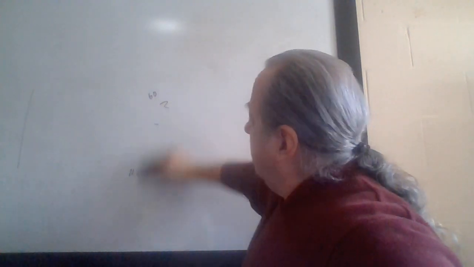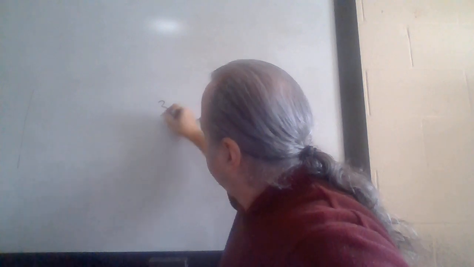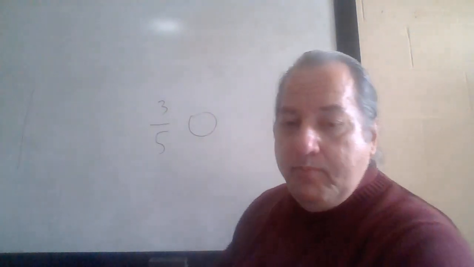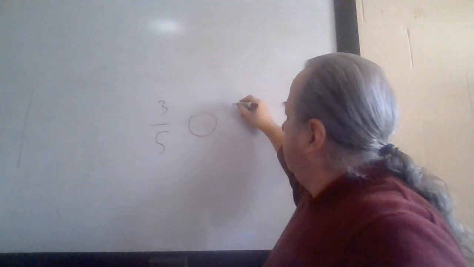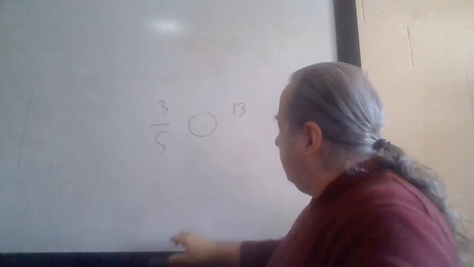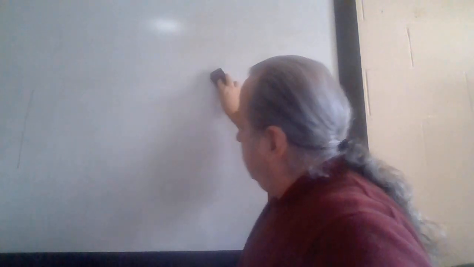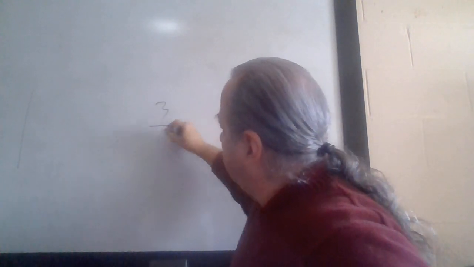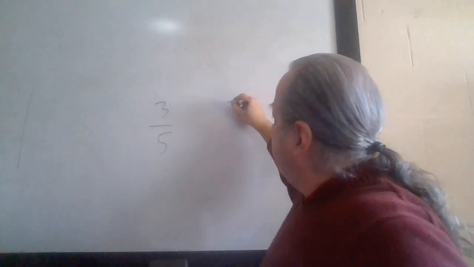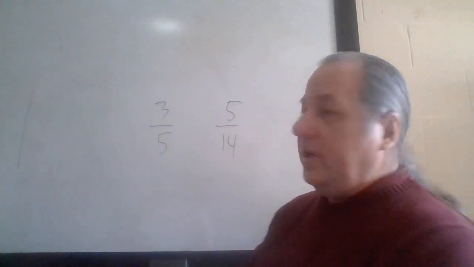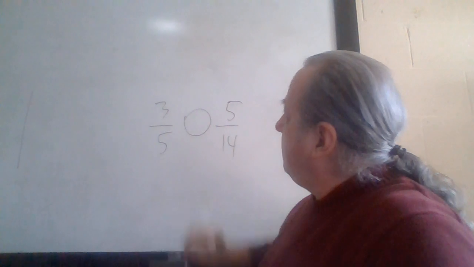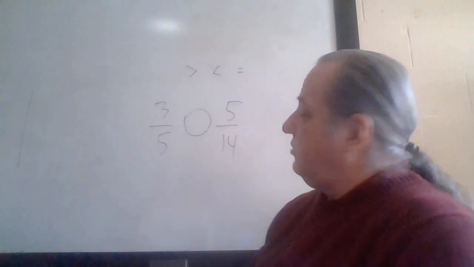But let's do another one, and then I'll have you try a couple. So let's look at this one. 3/5, comparing it to, nope, that's the same one. Wrong example. Let's try this one. 3/5, just looking at the wrong place on my paper, and 5/14. So I'm comparing them, filling in my blank with either a greater than, a less than, or an equal to.